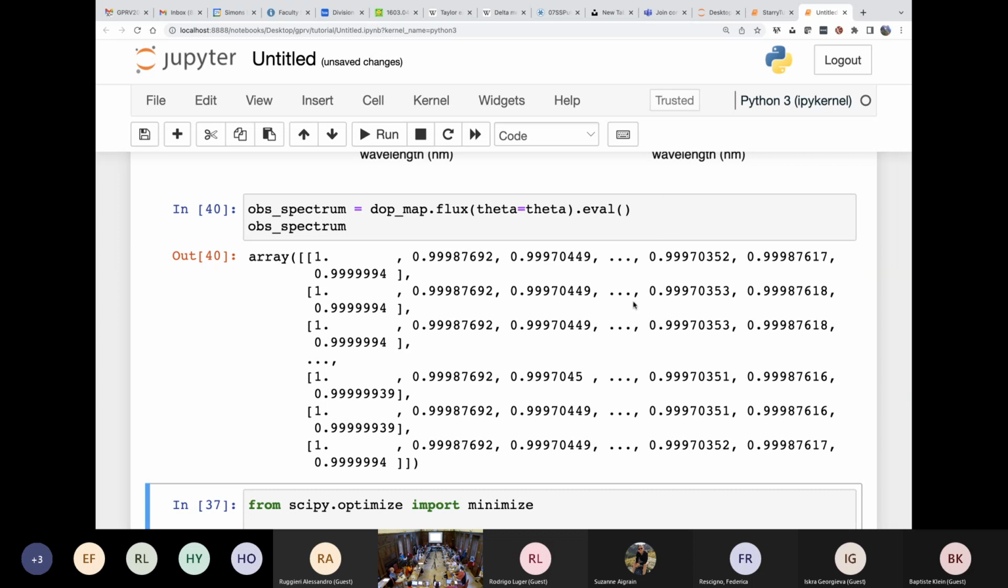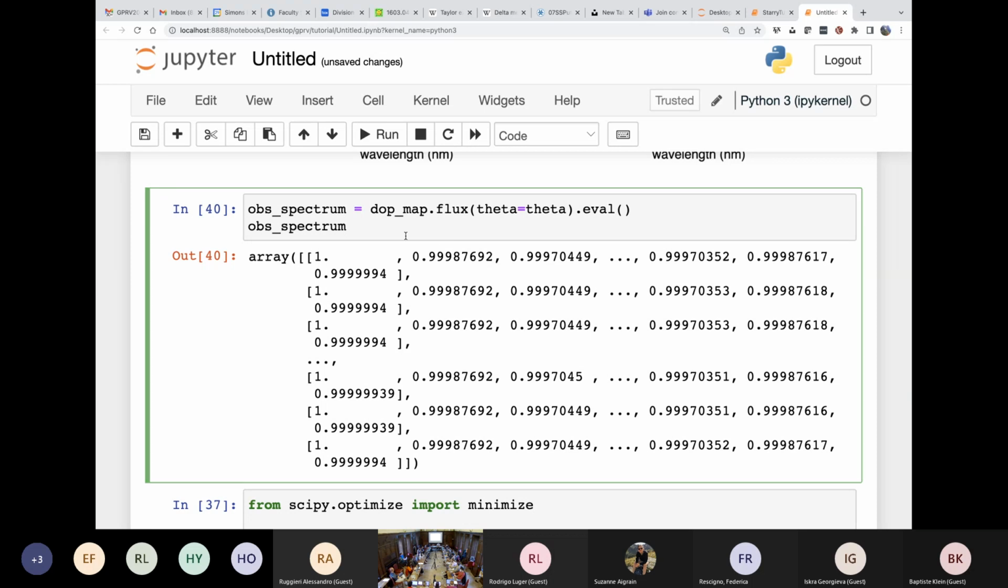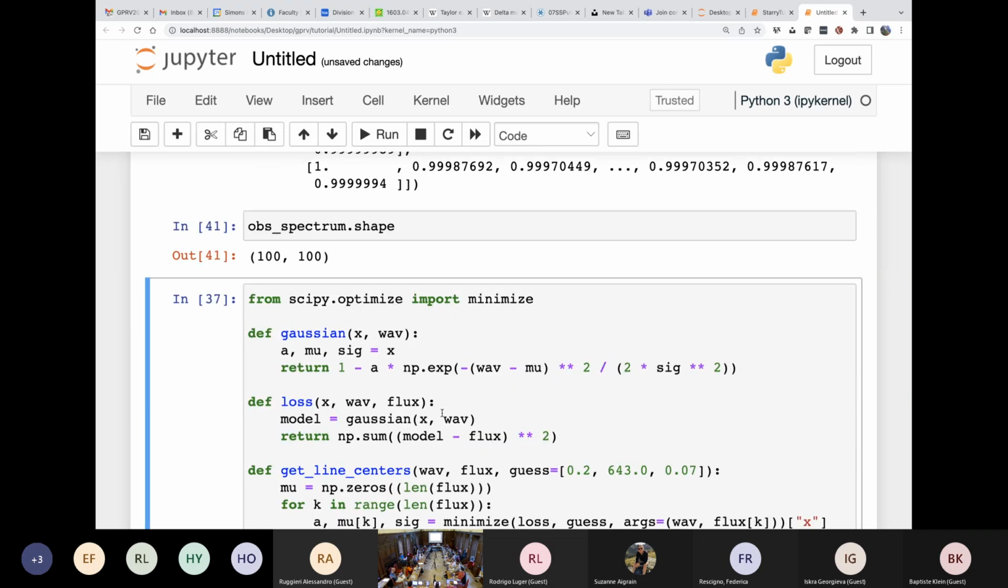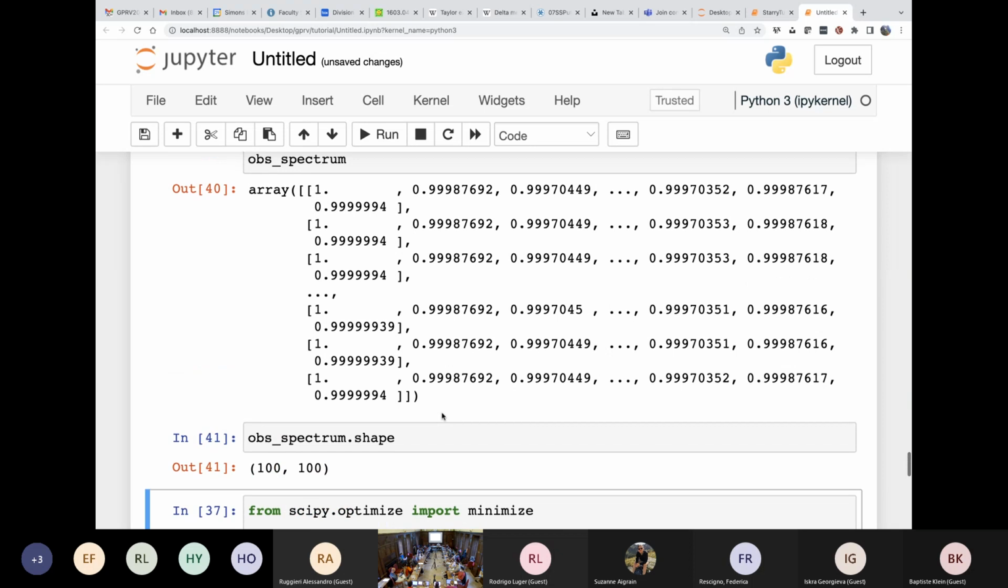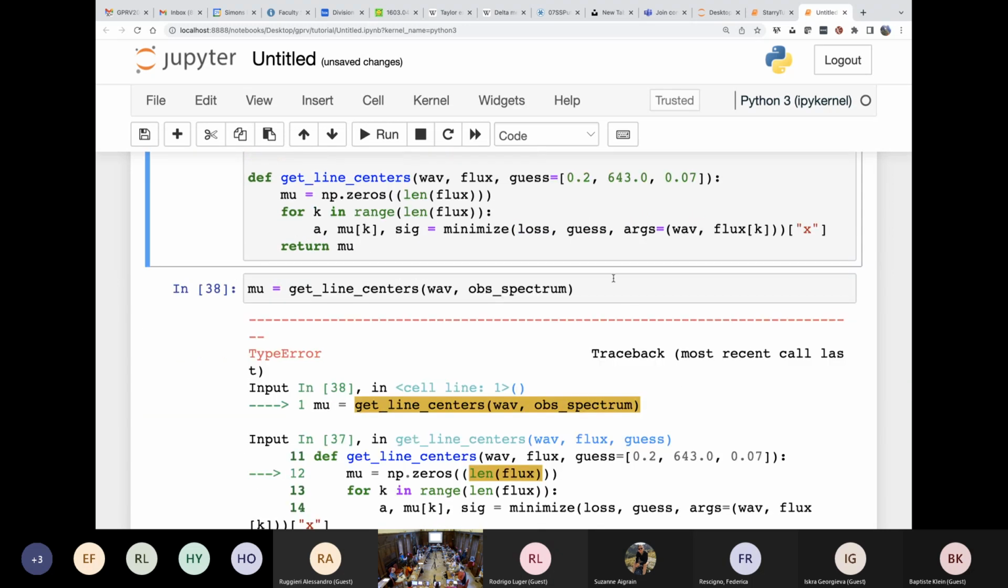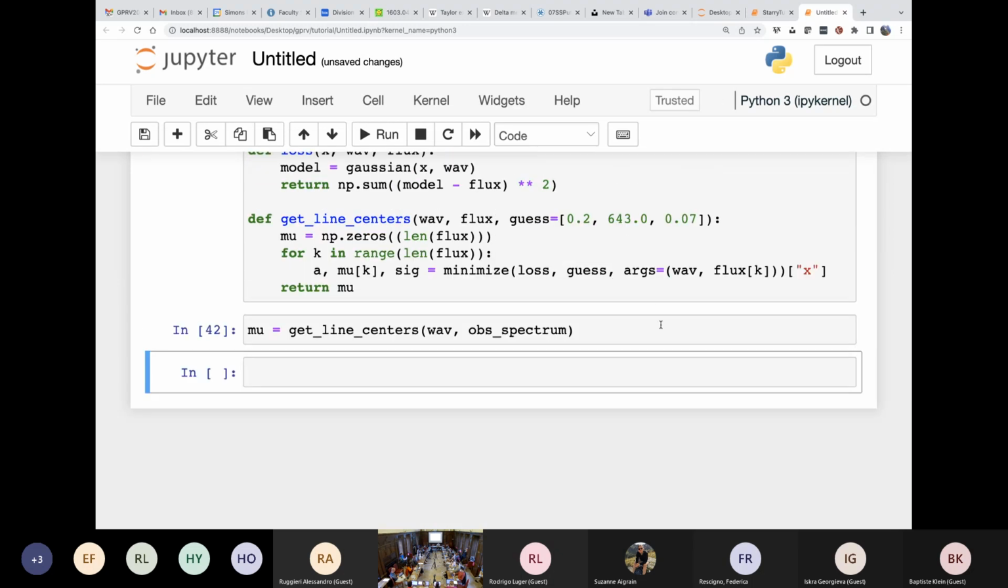And then it makes rectangular data, which is the size of your... That's right, so one direction of the number. Exactly. So observed spectrum dot shape is 100 by 100. I made the mistake of making my wavelength array the same size as my time array, but I believe the first number is the time dimension. Good. And so now when I do this, good, I have mu. So these are the line centers in nanometers, because those are the units I'm using.